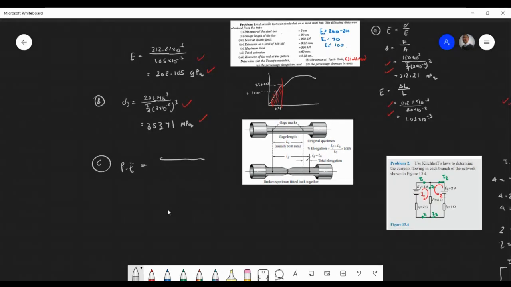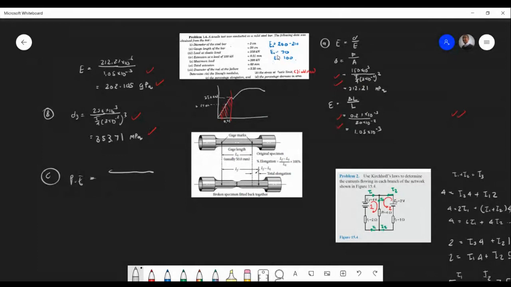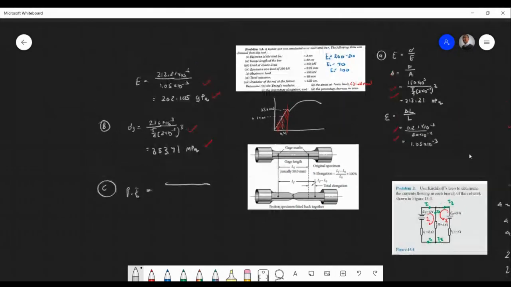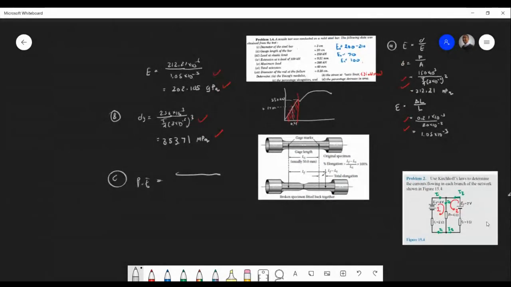So here we look at the overall length extension. And remember, this is a measure of ductility, right? So we're expecting anything greater than 5% to be ductile. And of course, this is steel, and steel is considered a ductile material.